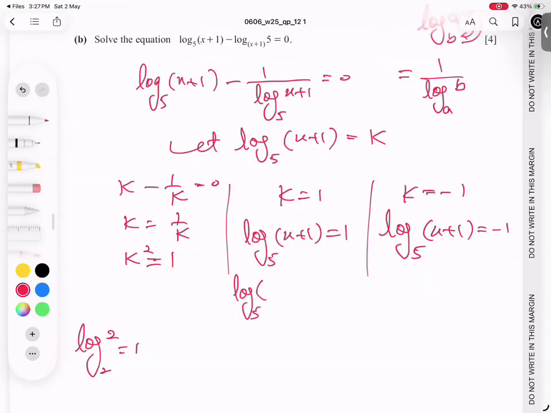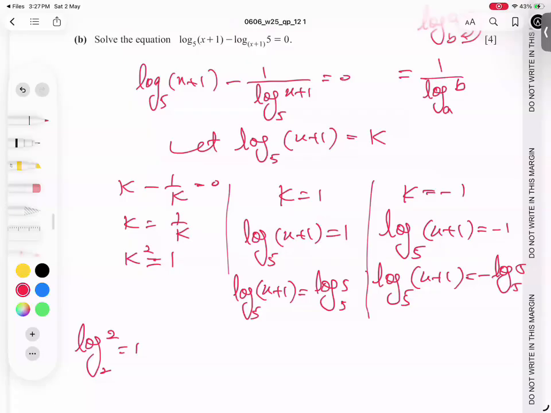How? Look at it now. Log of 5 base 5. Same here, this I can write as logarithm of 5 base 5. And the log cancels out. I get x plus 1 equal to 5 and x becomes 4.